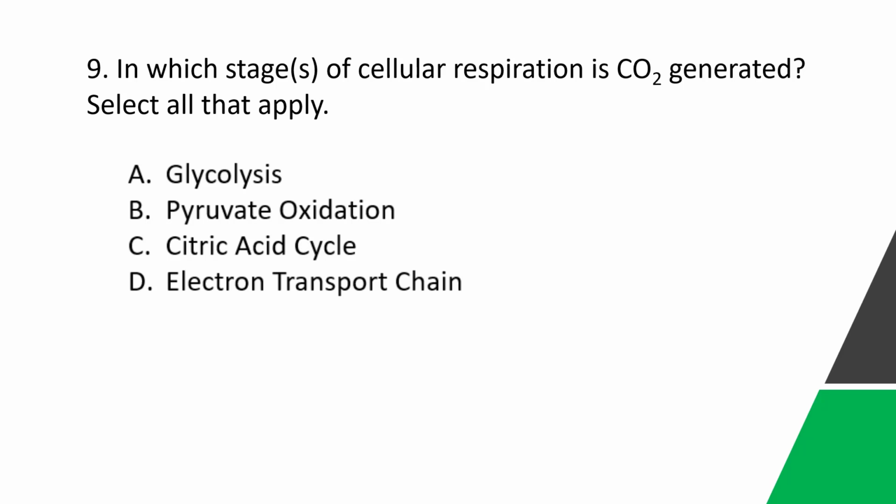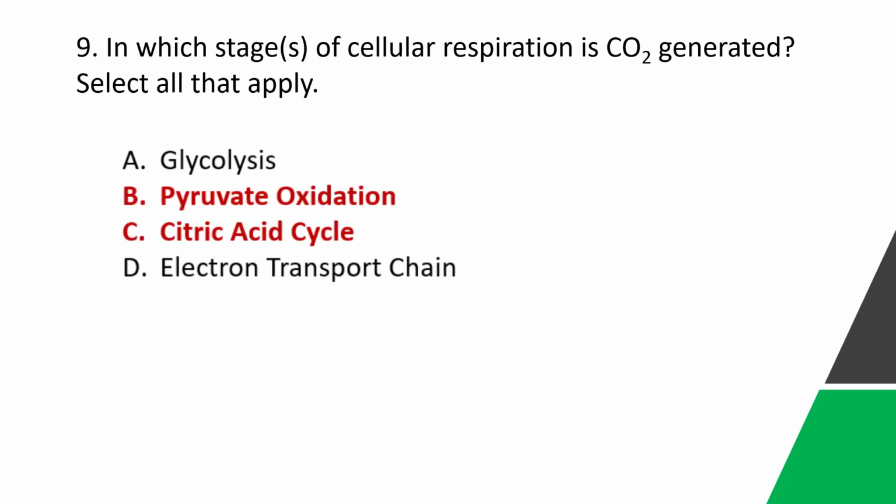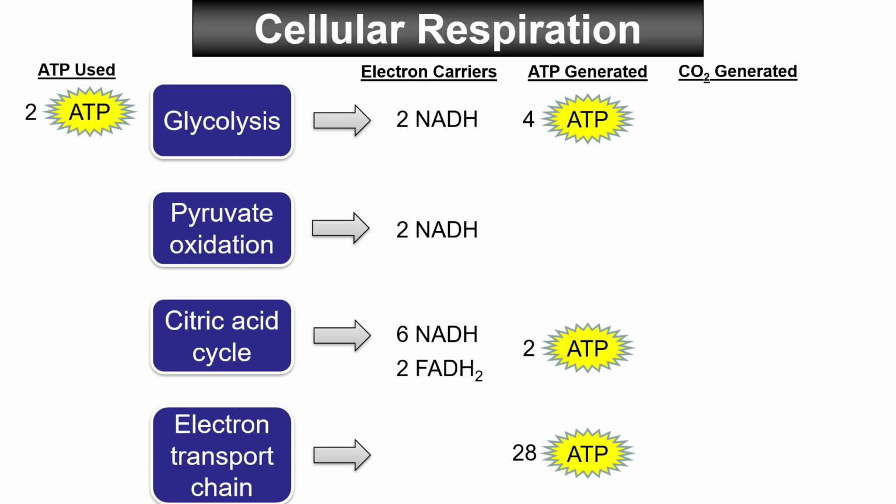So question 9 asks, in which stage or stages of cellular respiration is carbon dioxide generated? And the answer is B and C, pyruvate oxidation and the citric acid cycle. So let's add that into our chart, okay? So we have our electron carriers, the number of ATP that were used or generated, and now the carbon dioxide.